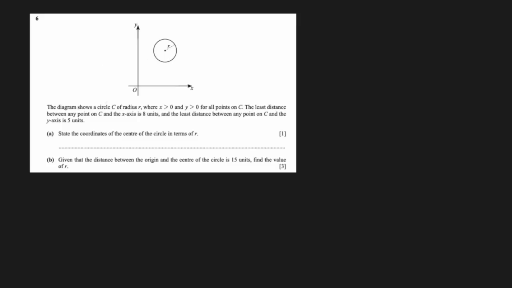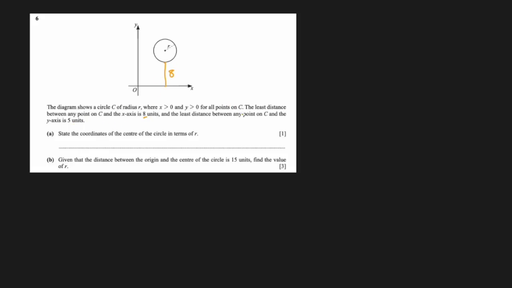Number 6. In the diagram, shows a circle C radius where x is greater than 0 and y is greater than 0 for all points on C. That means they are saying that it is lying on the first quadrant where x and y both are positive. The least distance between any point on C and x-axis is 8 units. Where is the least? This is x-axis, and the perpendicular with this particular bottom point will be the least, and it is 8 units.